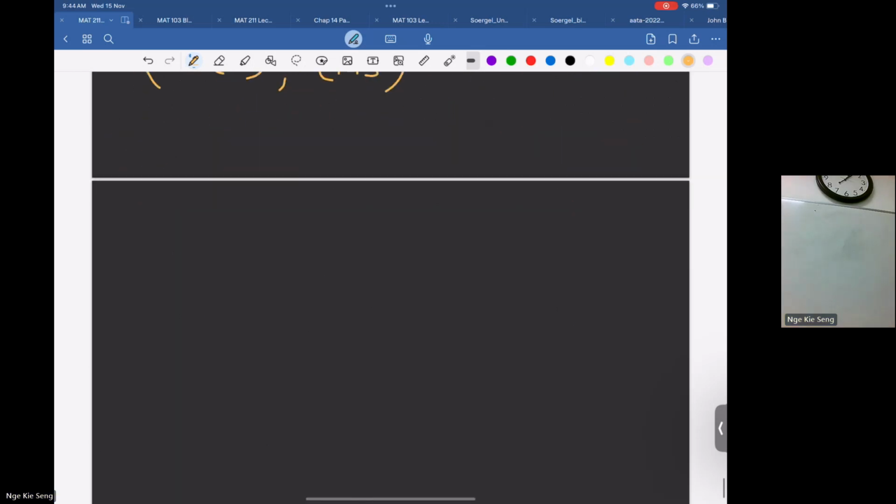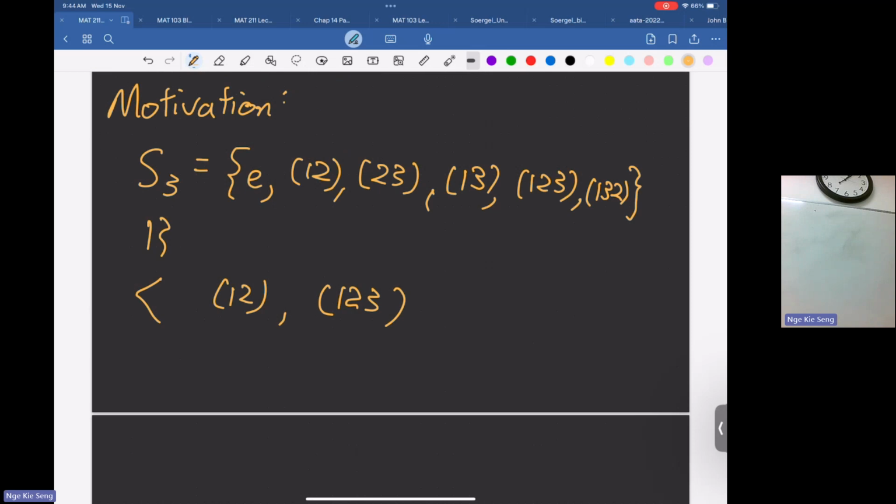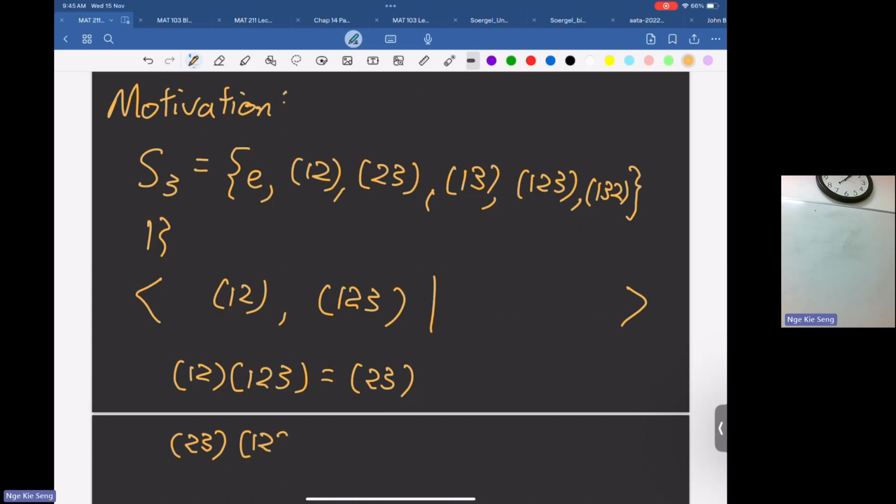What can I do? If I want to use 2 elements to generate, I just compose them together. For example, if I take (1 2) composed with (1 2 3), what do I get? I don't know how to calculate. (2 3), correct? So I got (2 3). So (2 3) is in this group generated by these 2 elements, so I can use (2 3) again to generate things. So (2 3) times (1 2 3) is what?